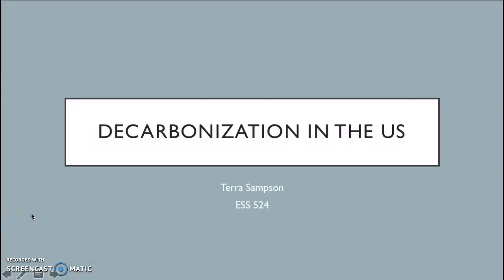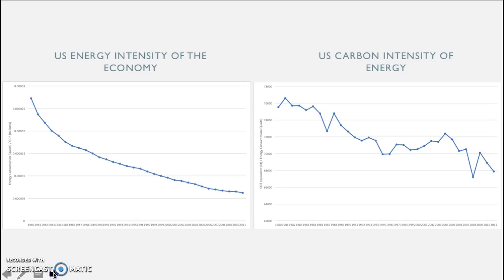So this is my presentation on decarbonization in the US. You can see the US energy intensity of the economy on the left-hand side here. This is the energy consumption of the US in quads over the gross domestic product in millions. So you can see that going down somewhat over time.